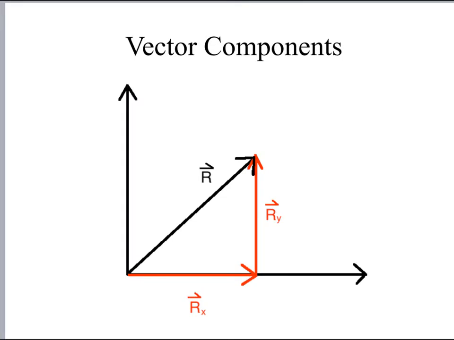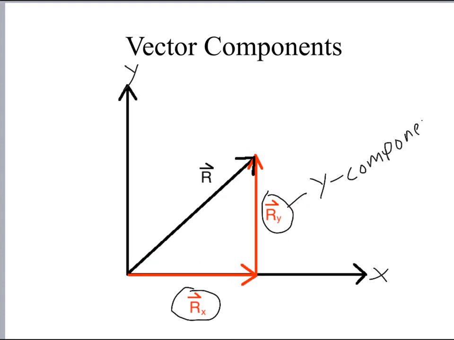Okay, again I have my representation of my vector r. It's on the xy plane, so I can draw in the x-axis and the y-axis there. And so I have represented my vector r in terms of these two red vectors, which I'm calling r sub x and r sub y. These are called the components of the vector r. This is the y component, and this would be the x component.